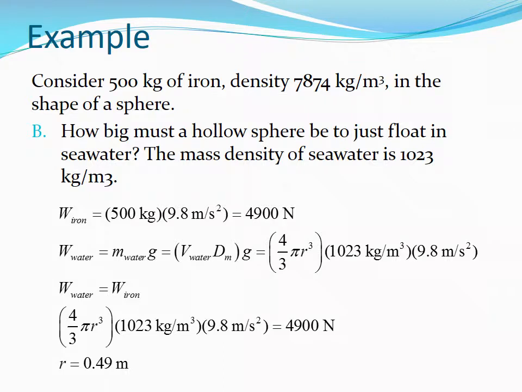The weight of the iron is 4,900 newtons. The weight of the water displaced is the volume of water displaced times its mass density and the acceleration of gravity. Since the weight of the water must equal the weight of the iron, the radius of the sphere must be about 0.49 meters, a diameter of about 1 meter.